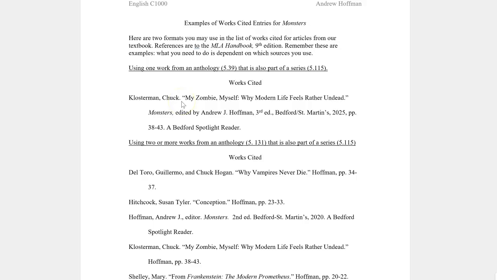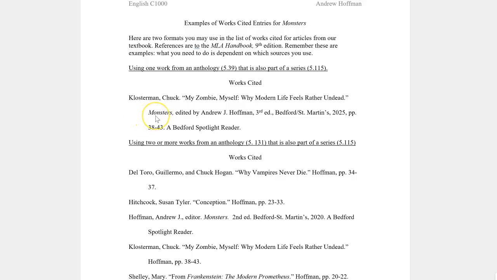Then we put in the title of the article in quotation marks. "My Zombie, Myself," then there's a colon here, okay, to separate the title from the subtitle. "Why Modern Life Feels Rather Undead." Note that there's a period after undead, and it comes before the quotation mark here. Okay, so this is the article that Chuck Klosterman wrote that you are citing in some way. You're quoting from it, you're paraphrasing from it, what have you.